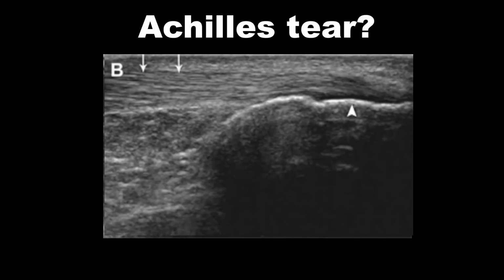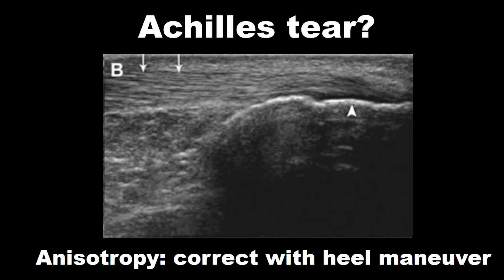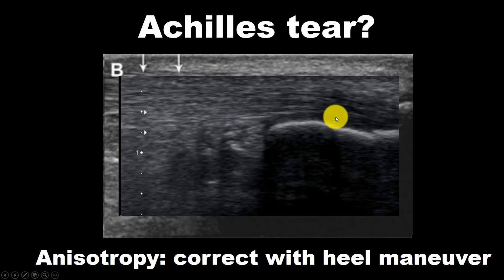We actually see this pretty commonly with the Achilles tendon. So what you're seeing here is the Achilles inserting onto the calcaneus directly here. This anechoic collection beneath the Achilles tendon and just above the calcaneus, a lot of people would mistake for something like a partial Achilles tendon injury. However, this is another example of anisotropy. You can correct this with the heel maneuver. So have the patient hyper dorsiflex their foot and do a very slight fan of your probe, and you'll see that go away, and you'll see the fibers now extend and completely insert onto the calcaneus there.